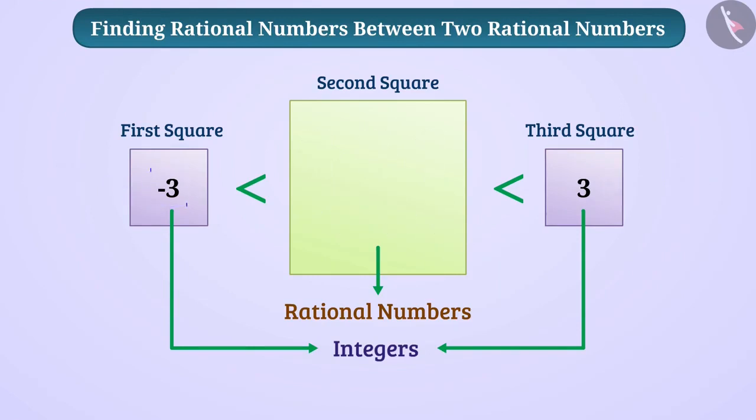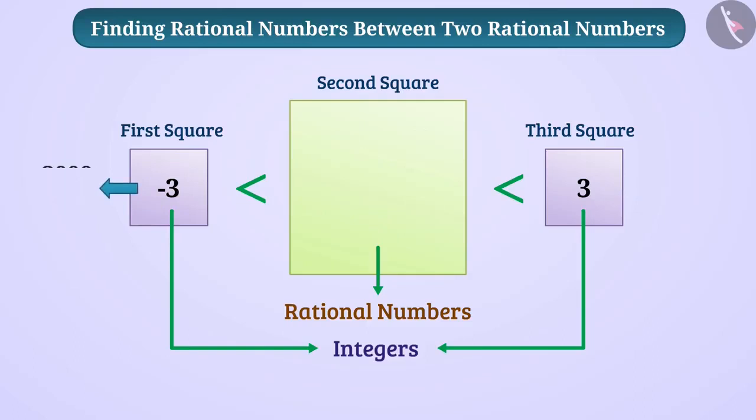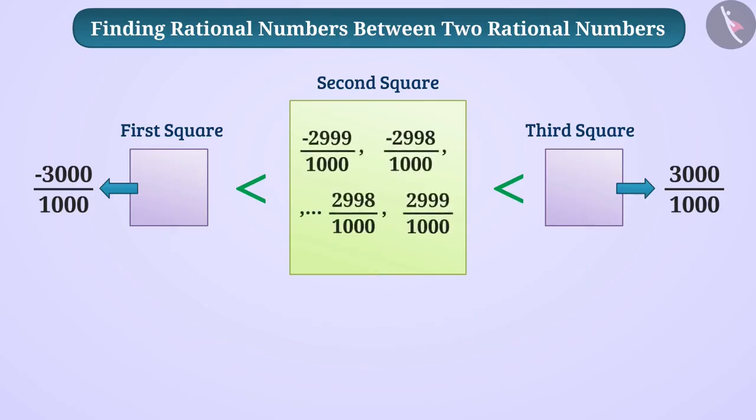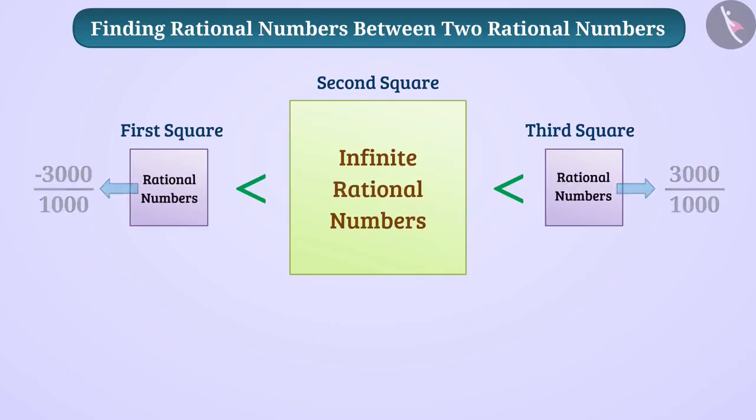Similarly, we can write -3 as -300 divided by 100 and 3 as 300 divided by 100 also. Looking at them, we can now say that rational numbers between them are. We can also write -3 as -3000 divided by 1000 and 3 as 3000 divided by 1000. Thus, we can now write rational numbers between them as. Similarly, we can find infinite rational numbers between any two rational numbers. That is, there are infinitely many rational numbers between any two rational numbers.